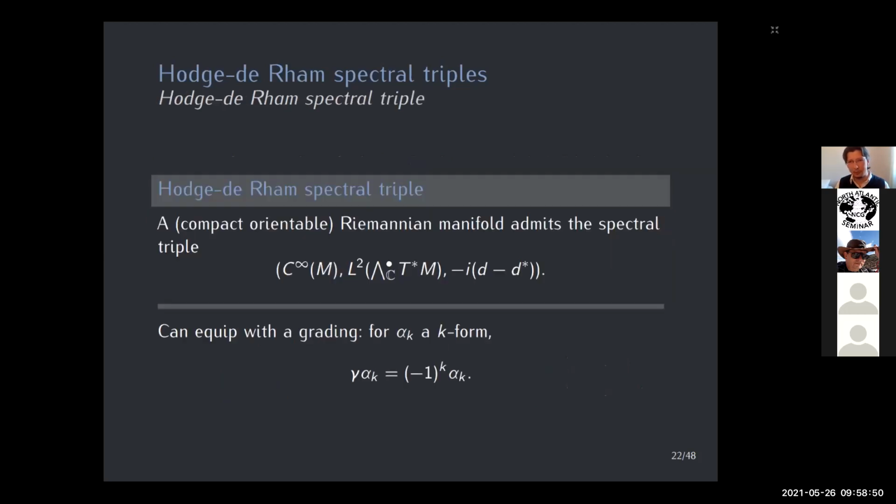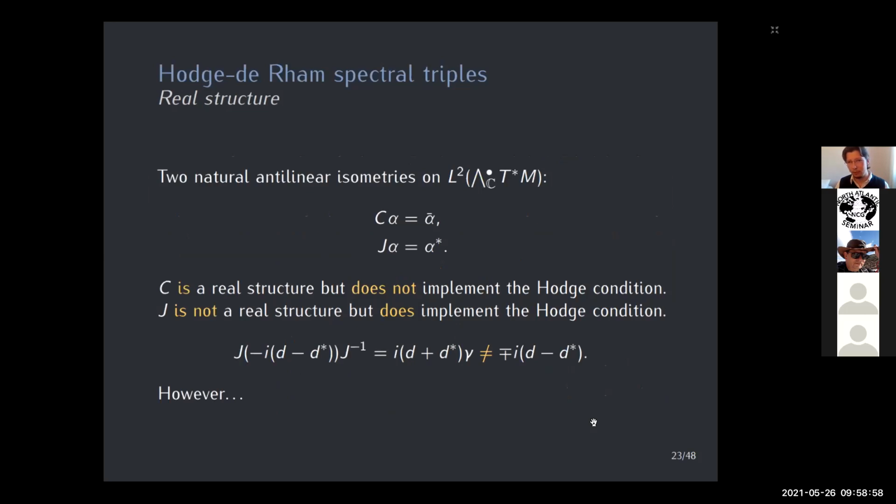So, the Hodge-Dirac spectral triple. The important point here is that there are two natural antilinear isometries on this Hilbert space. One is just complex conjugation. The other one is complex conjugation composed with reversal of the wedge product.